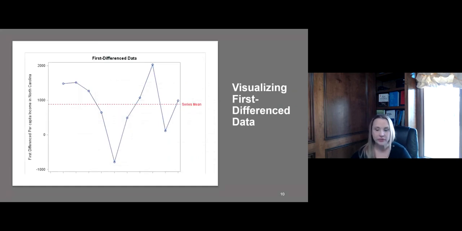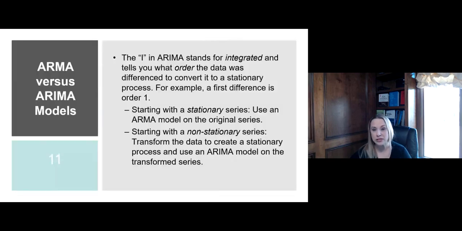Now, if you visualize these first order differences, this is what we see. Here we have our mean, which is represented by that red line. And now we can see there is some element of randomness to this data set, unlike what we saw before, where there was a trend. So now, when we did our first order differencing, we now see what appears to be a stationary data set. As a reminder, the I in ARIMA stands for integrated and tells you what order the data was differenced to convert it to a stationary process. So for example, the first order difference is order 1.